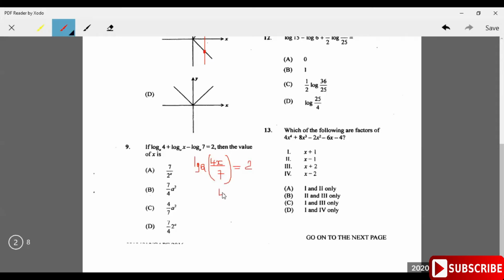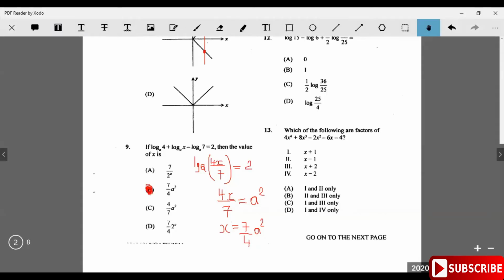So what this is telling us is that 4x over 7 is equal to a squared. And so x is equal to 7 over 4 a squared. So that's question 9.